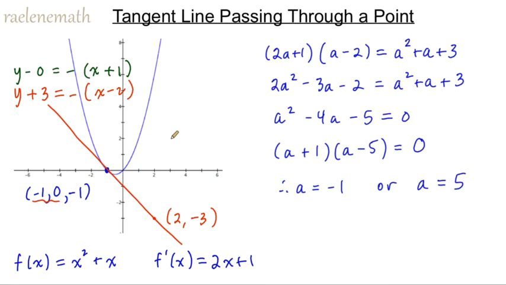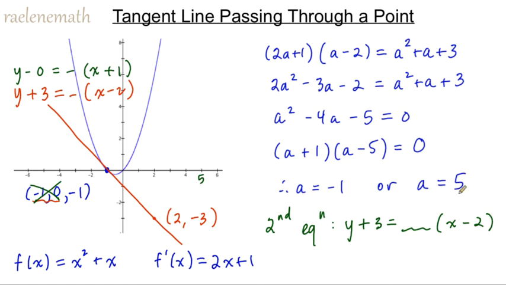When x is equal to 5, I'm going to get another point of tangency. Now I can't actually see that on this graph. I've discovered that I don't really need the ordered pair here, I just needed the slope value because I can use the point 2 comma negative 3 to come up with a second tangent line equation. So the second equation would be y minus negative 3 equals some slope times x minus 2. And if I take the x-coordinate of the point of tangency and substitute it into the derivative formula, 2 times 5 plus 1 is 11.